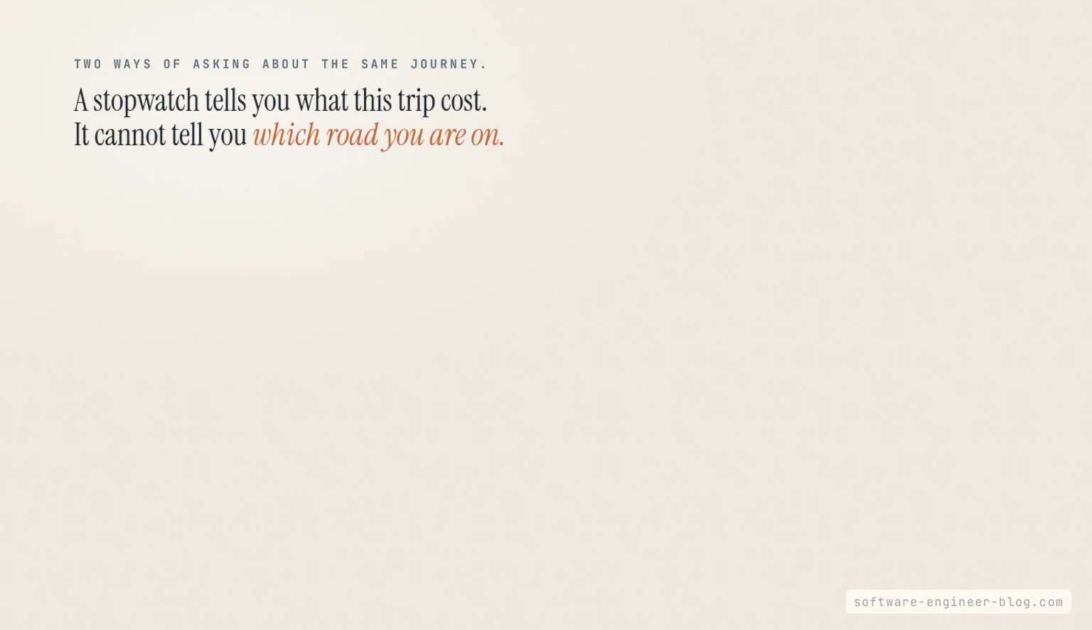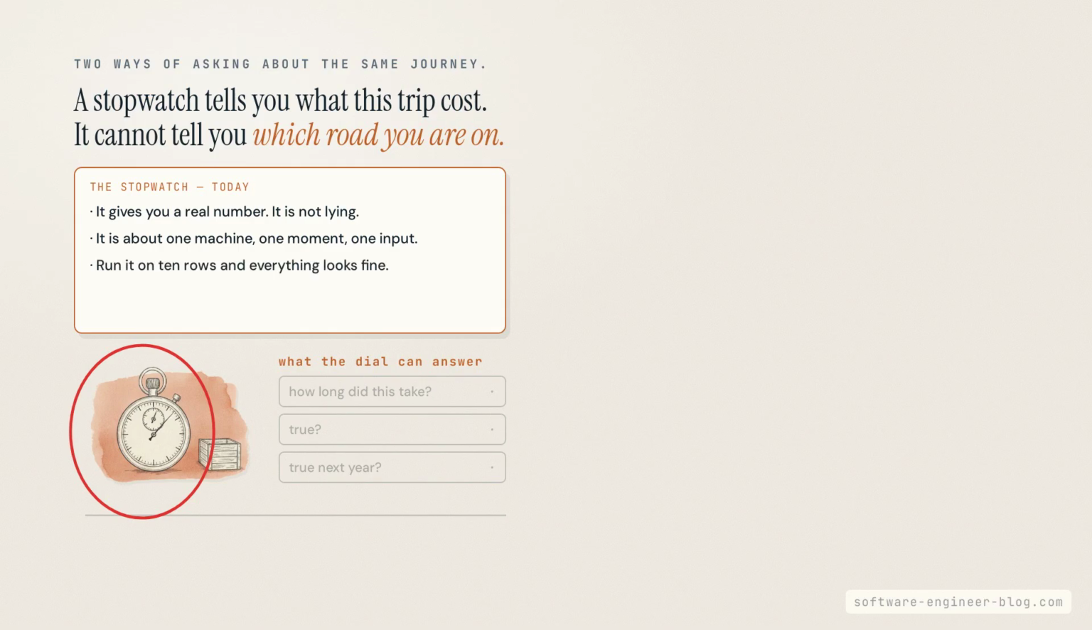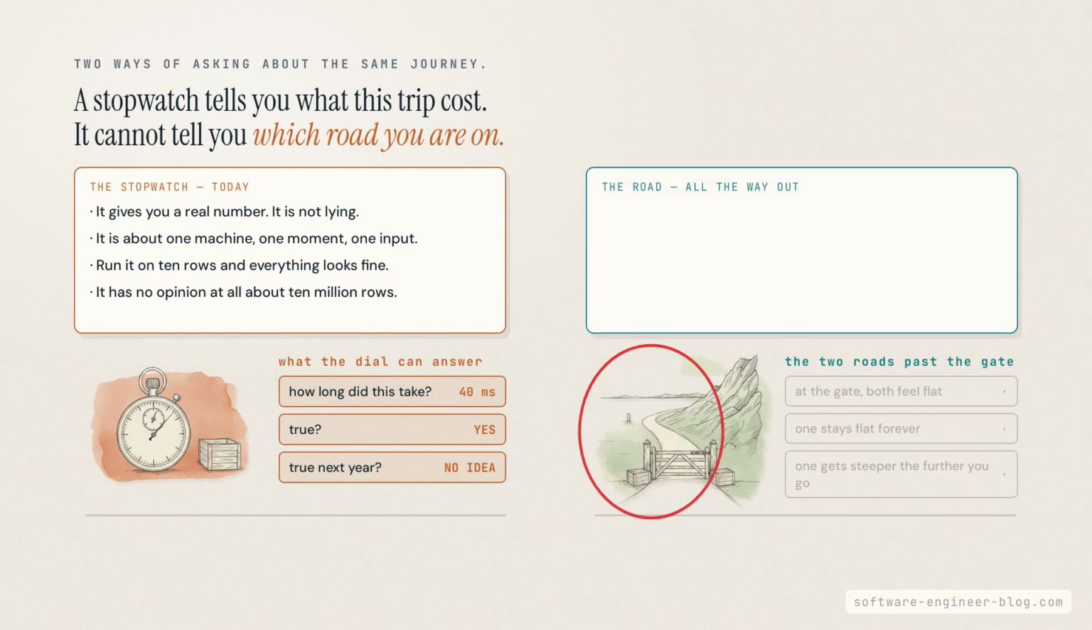Before any code, one picture, because there is a confusion I want gone early. Most people hear Big O and think it tells them how fast their code is. It does not. It is not a speed at all. Think about a stopwatch. You time one trip. It gives you a real number, and it is not lying to you. But it is a number about one machine, one moment, one input. Run your code on 10 rows and everything looks fine. The stopwatch has no opinion at all about 10 million rows.